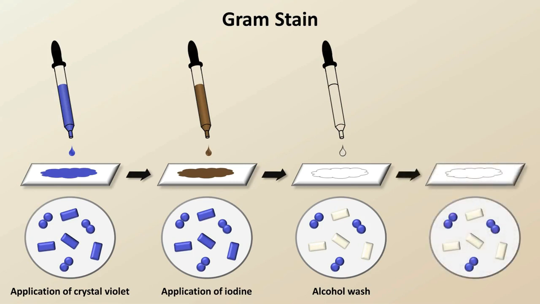Finally, a counterstain, usually a compound called safranin, is added, which doesn't disrupt the gram-positive cells which have retained crystal violet, but which do stain the gram-negative cells pink. Thus, in this example, the unknown diplococci are gram-positive and the unknown rods are gram-negative.